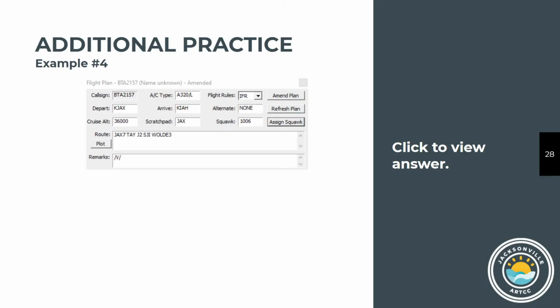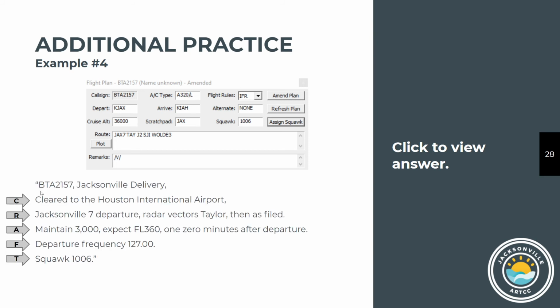Okay, example 4, we'll pause for a few seconds. And we are back. Again, I don't know this one, but for Bravo Tango Alpha 2157 Jacksonville delivery, cleared to the Houston International Airport via the Jacksonville 7 departure, radar vectors Taylor, then as filed. Maintain 3000, expect flight level 360, 10 minutes after departure. Departure frequency is 127.0, squawk 1006.